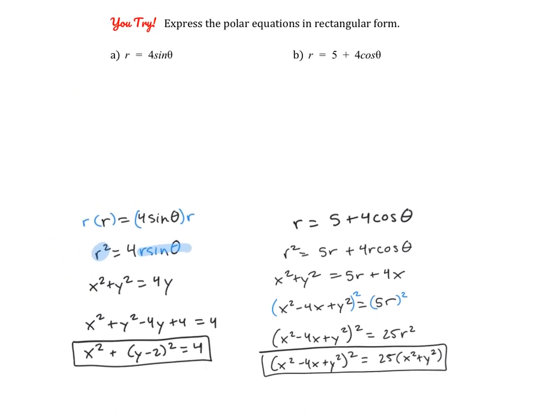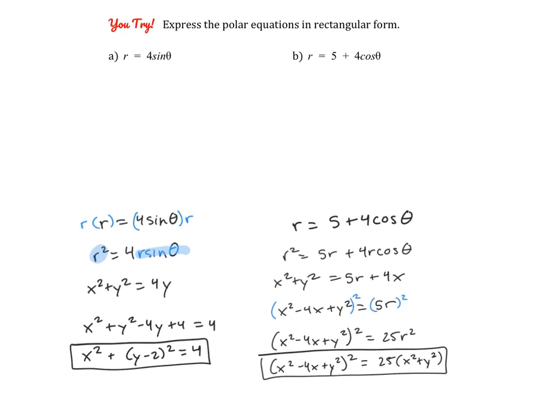Okay, so for the first problem, by simply multiplying both sides by r, we're able to create r squared, which is good, and r sine of theta, which is good. So this becomes x squared plus y squared, this becomes y. And then, of course, to put it into standard form, we could subtract 4y and then complete the square, and then this would factor. So again, this is a circle with the center at 0, 2, and a radius of 2.